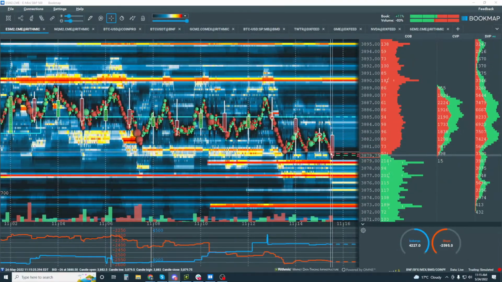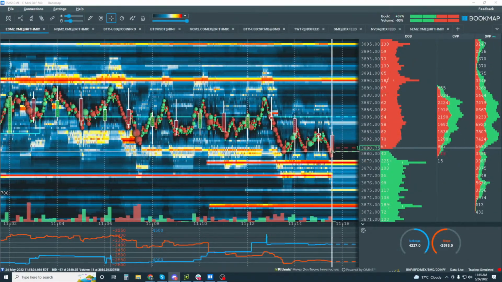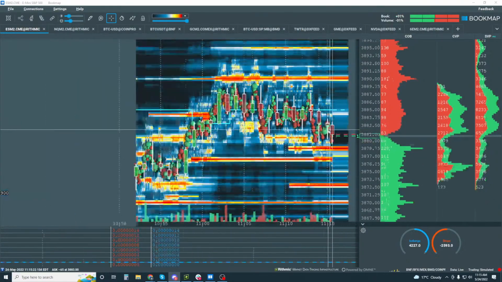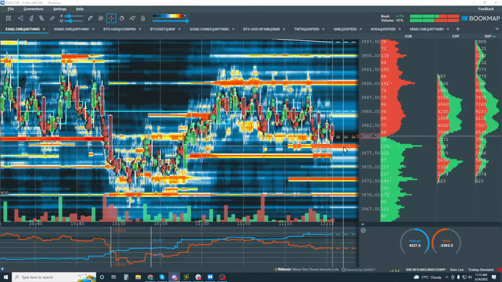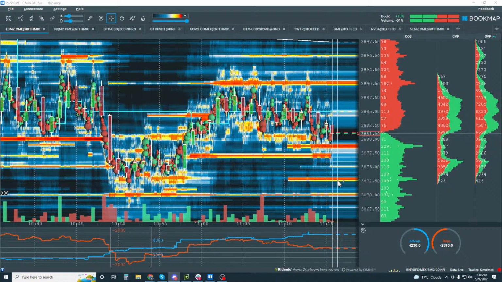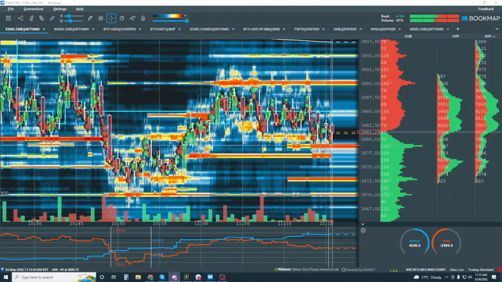This looks good for continuation right now, guys. I'm looking for these sellers in here. So I want to see them now continue into 77, and then maybe we can get back down into the lows of the day here, 72.